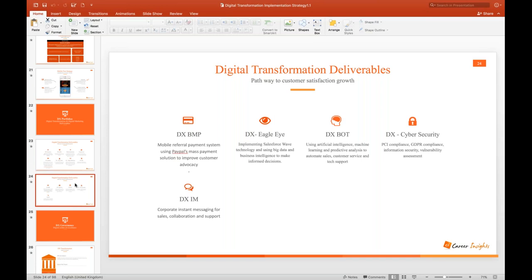As a result, it needs to be managed by a program office. The program office manages portfolios of projects. They manage the benefits, so benefit realization, they manage the cost, they manage the resources, and they manage the stakeholders on the portfolio level, because this portfolio is a collection of projects and programs. A program is a collection of projects, and a portfolio is a collection of programs and projects.